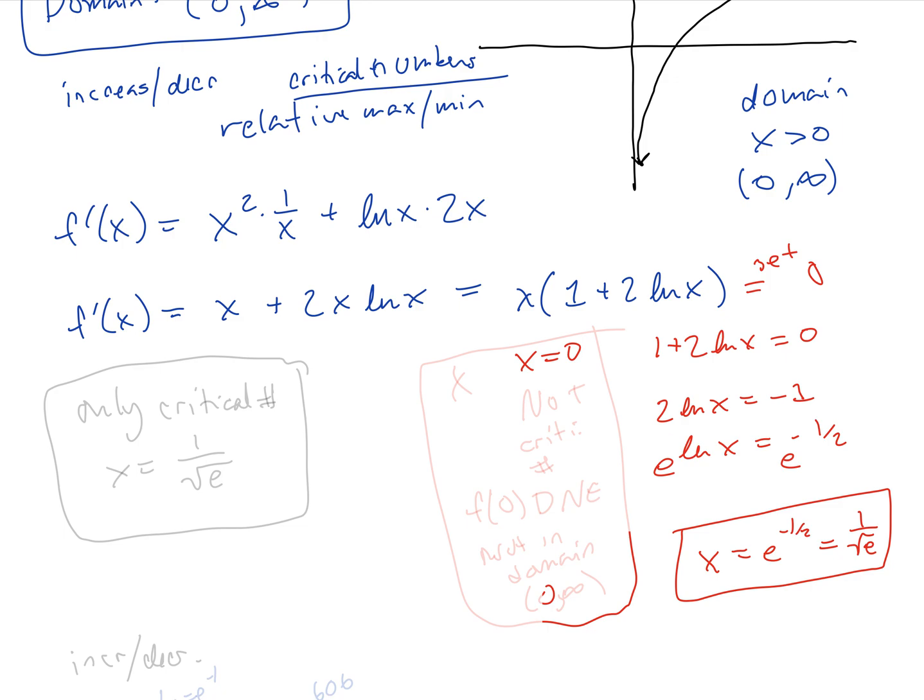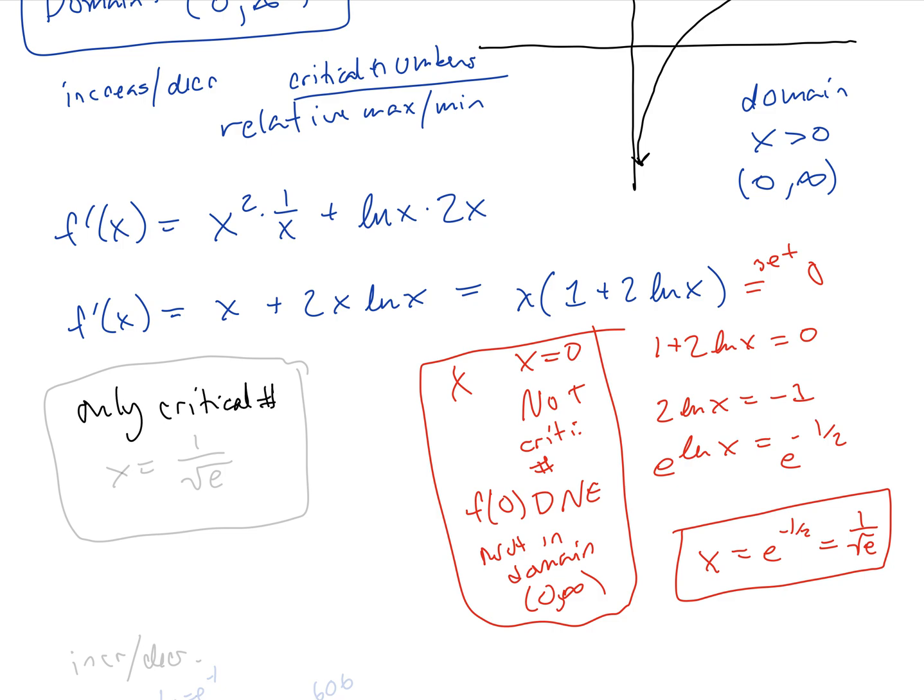And this is actually not a critical number because f is not defined there, because f of 0 does not exist. It's not in the domain from 0 to infinity open interval. So we are not interested in this point. Thus, the only critical number is x equals 1 over the square root of e. That is our only critical number.